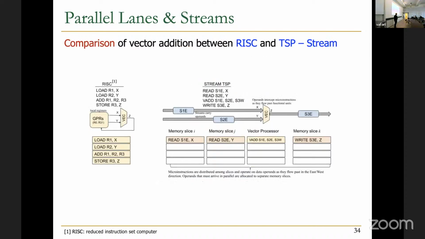We can also see the comparison here. Left, we have vector addition this time on a regular RISC, and right is a TSP stream. So here it's sequential, and here the data flows from left to right, and one stream loads the first element, the second stream loads the second one, then they stream into the addition and stream into the next memory.